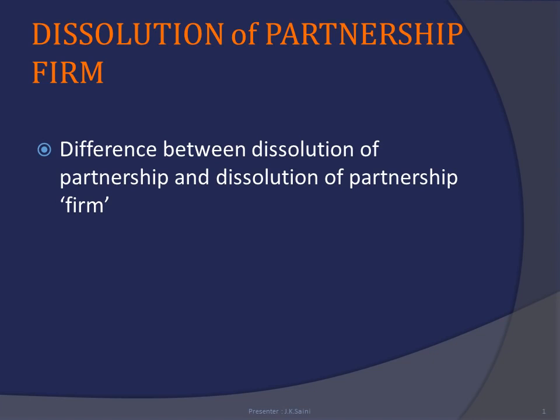And in case of dissolution of partnership firm, the business is closed. This may also happen on retirement or a death of a partner. So in a nutshell, when the business is closed, we call it dissolution of partnership firm, and in case the business is continued and there is a temporary breakdown in the relationship or in the agreement, we call it dissolution of partnership.